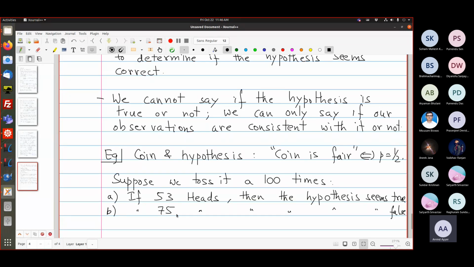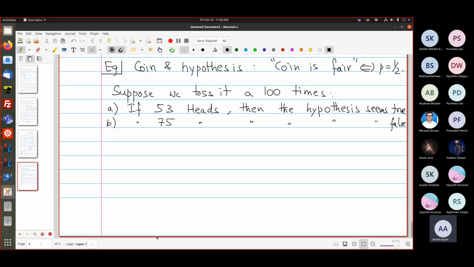But we cannot guarantee, because what if the next 100 tosses balance it out? This has a finite probability, a small probability, but it's still finite. So what do you do? That's the question. Okay, so I'll give you another example.